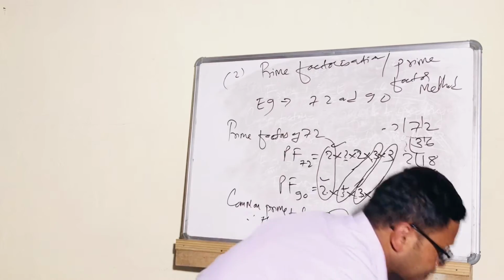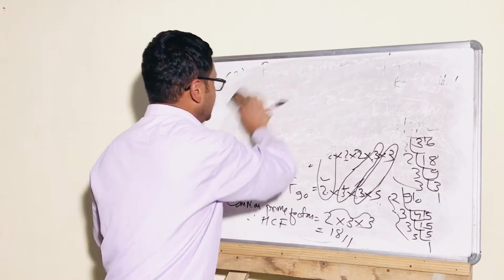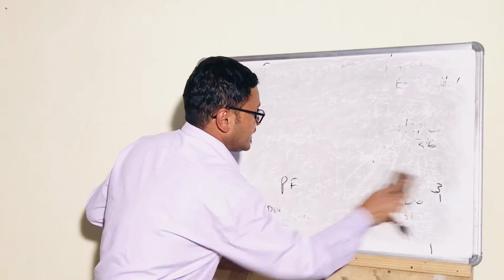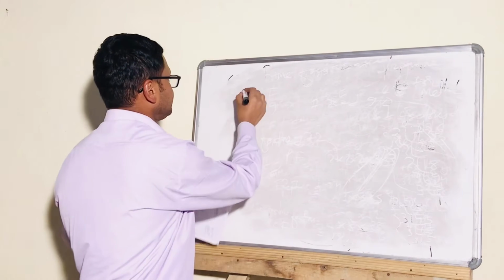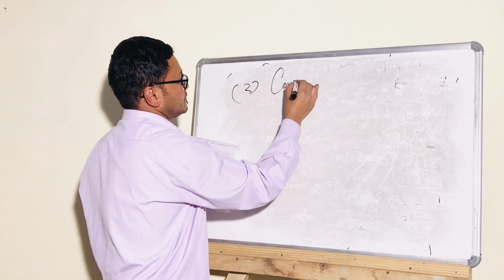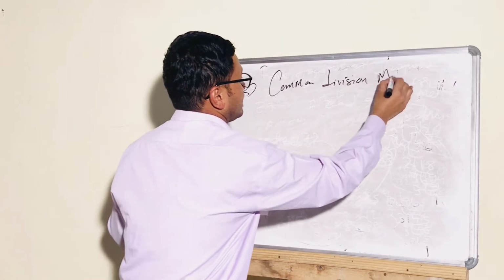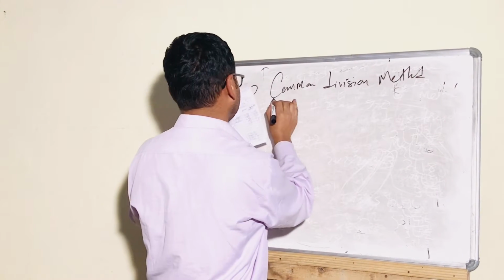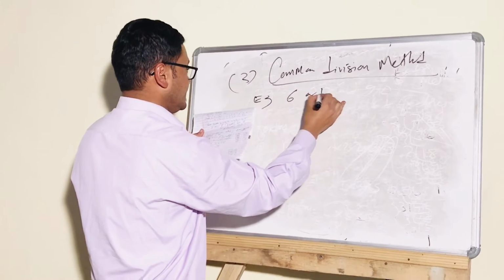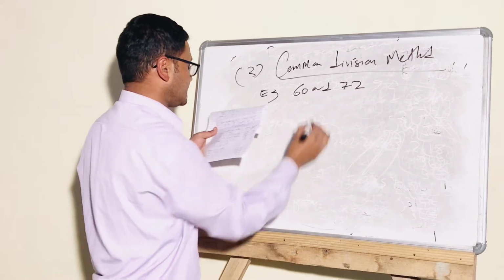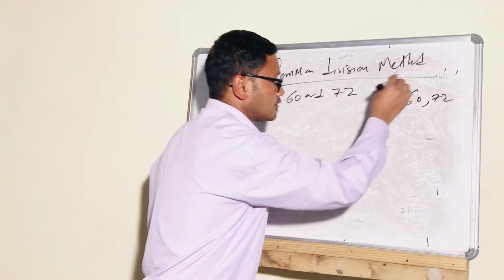Now the third one. We'll move to the next method, that is the common division method. Example, we'll take 60 and 72. Now 60 comma 72.